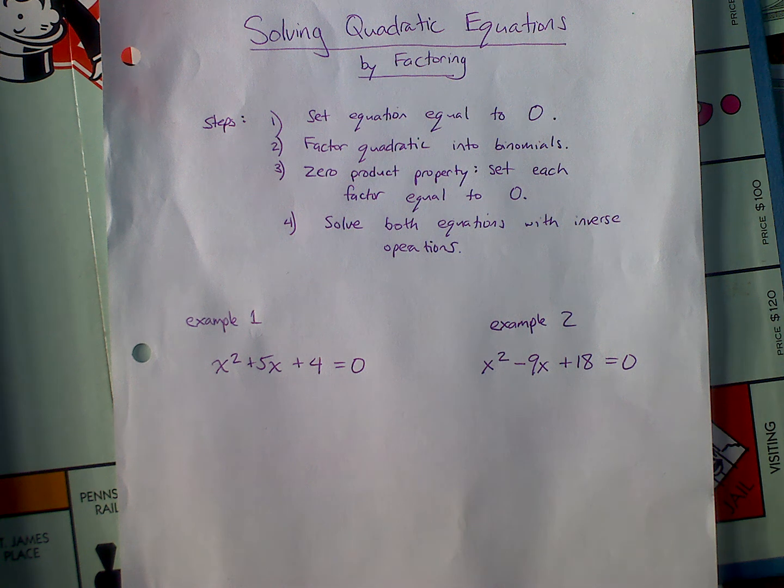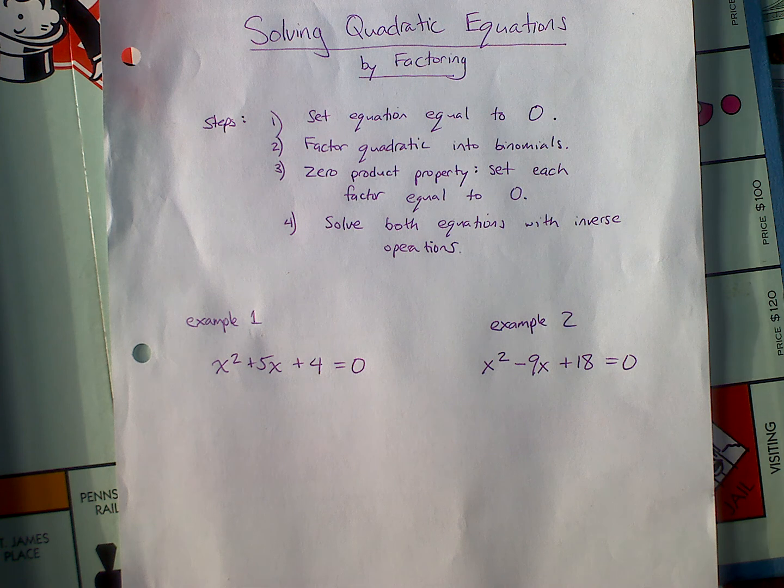Good morning, students. Today we're going to take the next step in quadratic equations and we're going to solve by factoring. The steps for that are, first we're going to set each equation equal to 0. Usually that step is done for us. In the later questions we'll have to do that by inverse operations. Step number 2 is what we were practicing in the last assignment. Factor the quadratic into binomials. That's the two sets of parentheses.